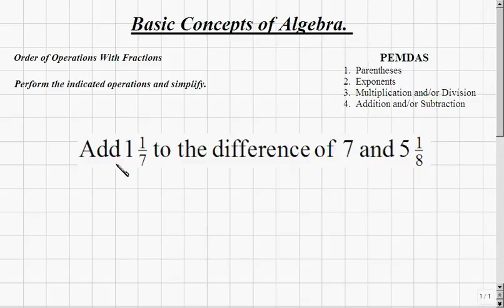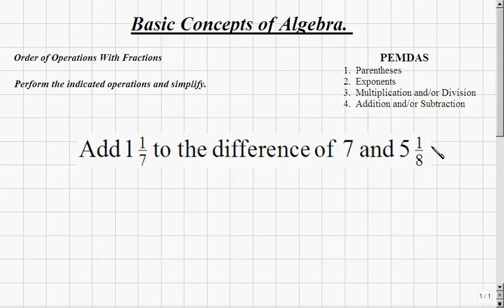Let's interpret the phrase "add 1 and 1/7 to the difference of 7 and 5 and 1/8" into an algebraic or mathematical expression, and then use order of operations to simplify the result. So we'll first interpret this and then simplify it.